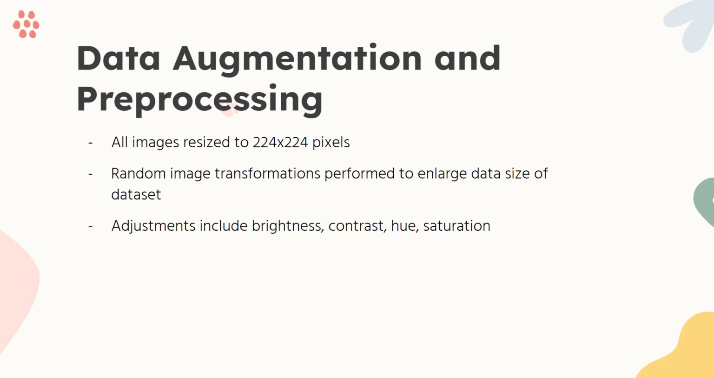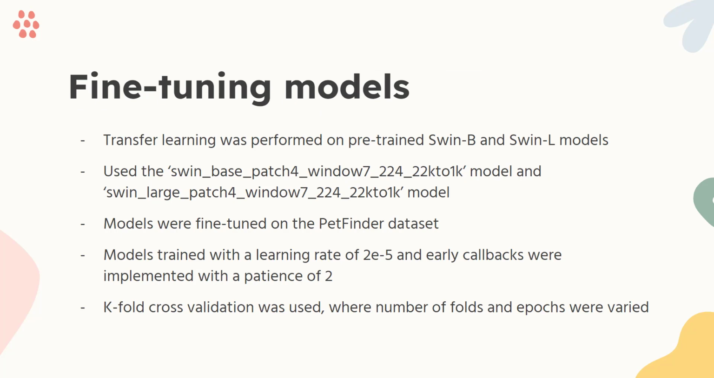Images in the training dataset were resized to 224 by 224 pixels, a requirement for the model used. Data augmentation techniques were applied during training to increase the dataset size, including brightness, contrast, hue, and saturation adjustment, enhancing the model robustness and generalization. We performed transfer learning on pre-trained Swin B and Swin L models trained on 22,000 classes in the ImageNet dataset and fine-tuned on 1,000 classes. The models used are shown on the second point.